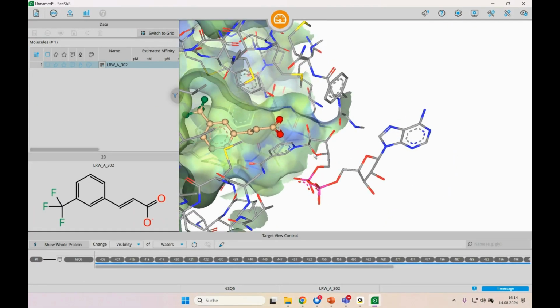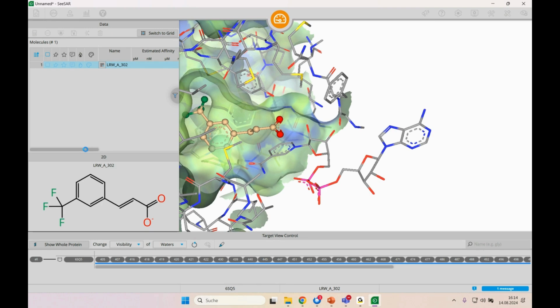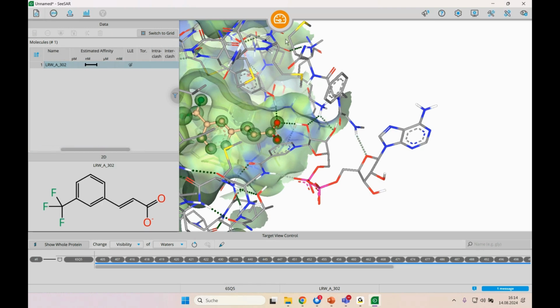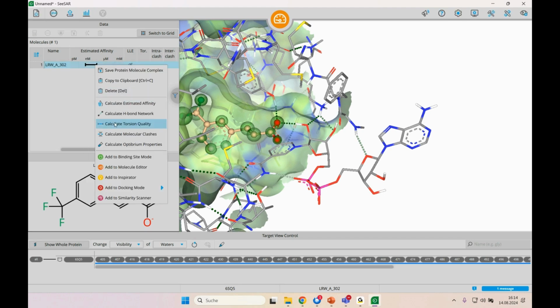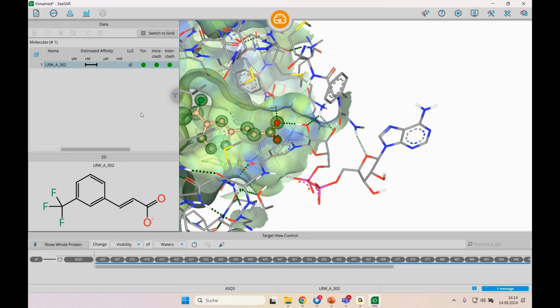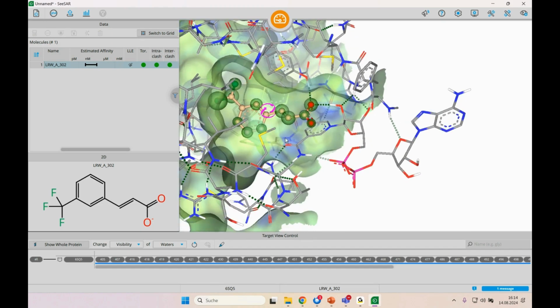So my proposal would be maybe I will start by improving the binding affinity of this compound and see if I can find something else. The first thing I would actually do is calculate the binding affinity once again. Let's also calculate the H-bond network, torsions, and clashes. All green, so it seems like we have a very nice starting point in this area.